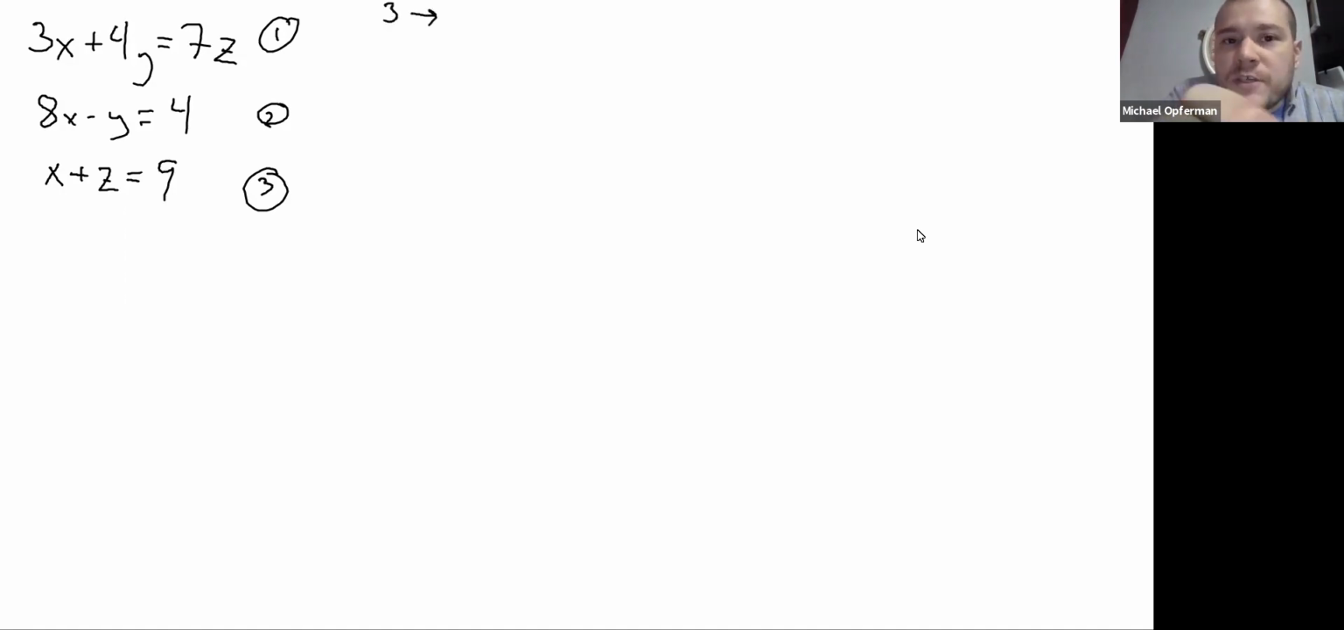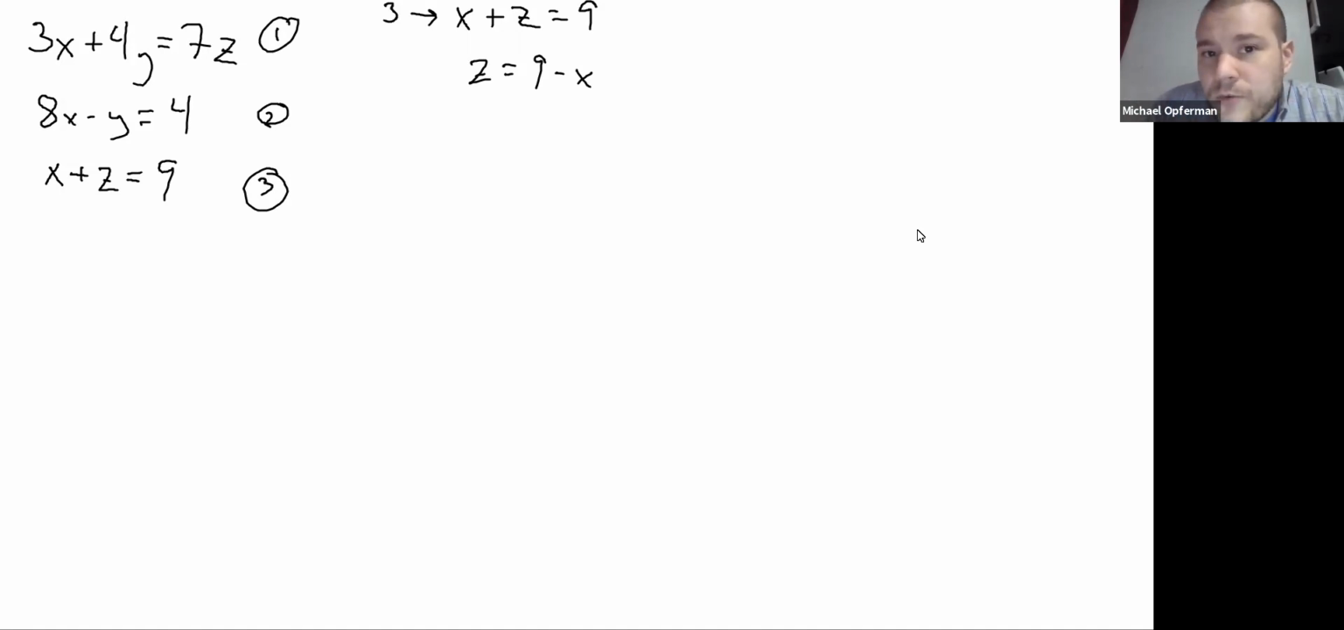And I want to solve this equation for one of the variables. It doesn't really matter which one. Pick one that is easy to solve for and solve for it. So let's say I'm going to solve for z for no special reason. So I subtract x from both sides of the equation, and I get z equals 9 minus x. Okay, now I know the value of z.